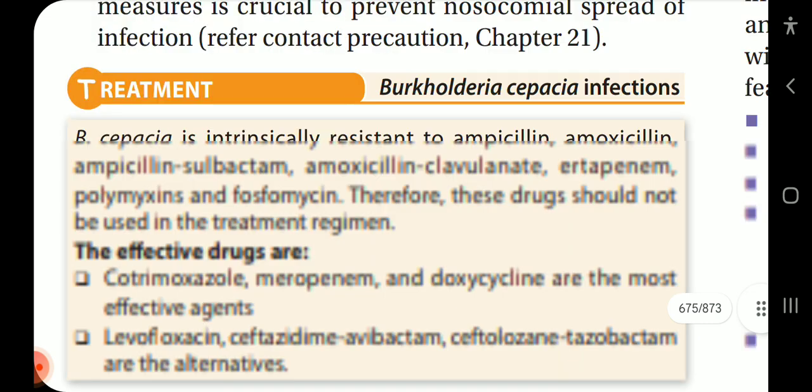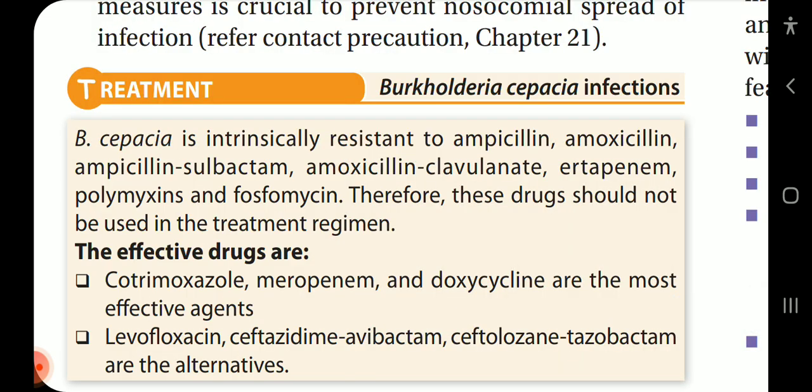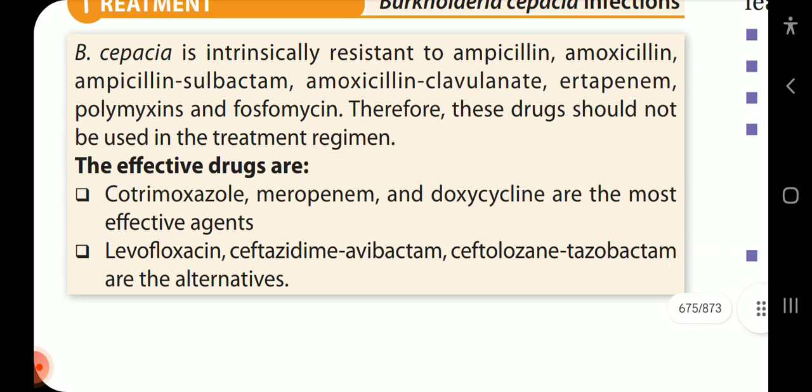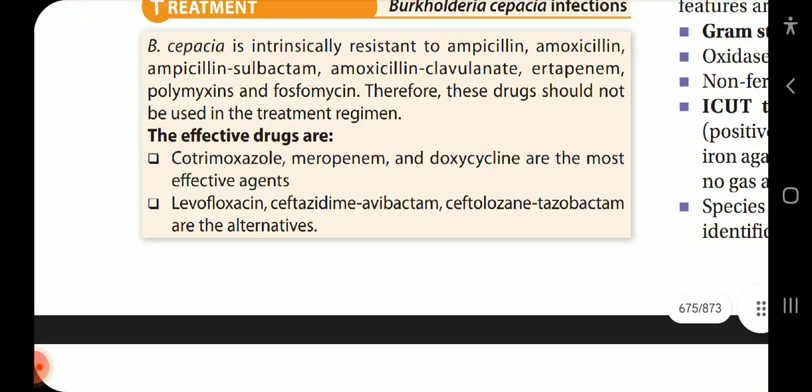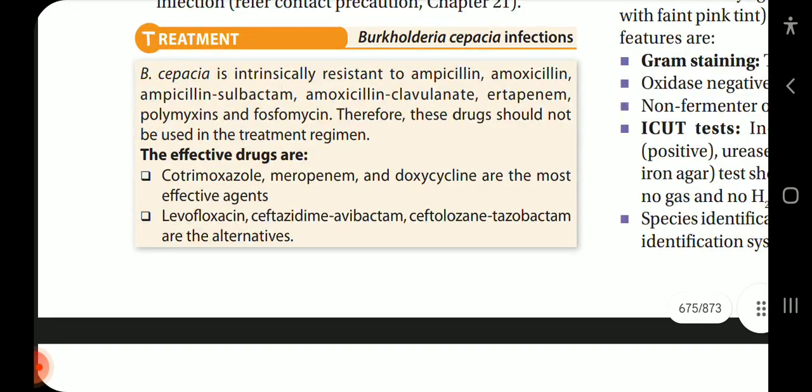Now, the treatment of Burkholderia cepacia infections. Burkholderia cepacia is intrinsically resistant to ampicillin, ampicillin-sulbactam, amoxicillin clavulanate, ertapenem, polymyxin, and fosfomycin. Therefore, these drugs should not be used in the regimen. The most effective drugs are cotrimoxazole, meropenem, and doxycycline, followed by levofloxacin, ceftazidime-avibactam, and ceftolozane-tazobactam as alternatives.